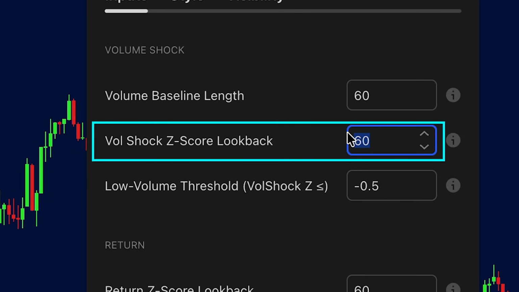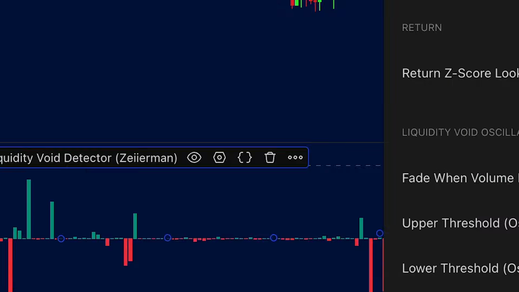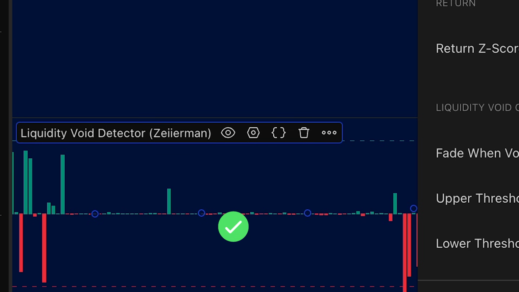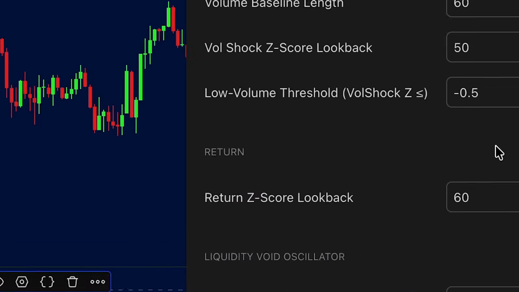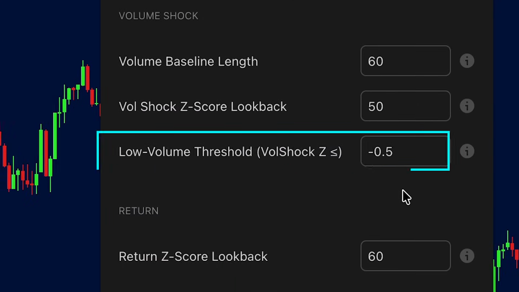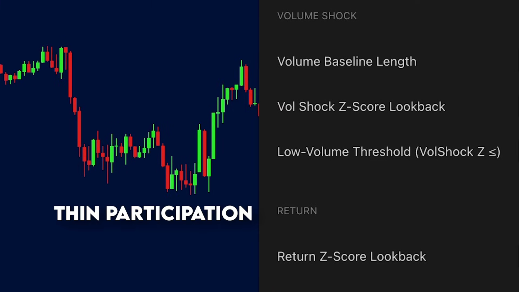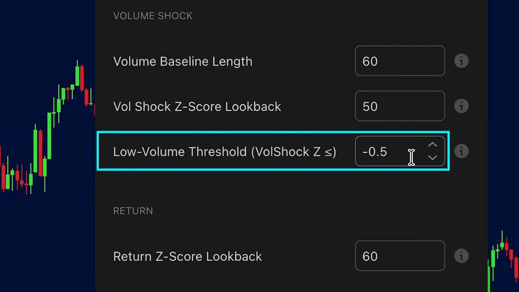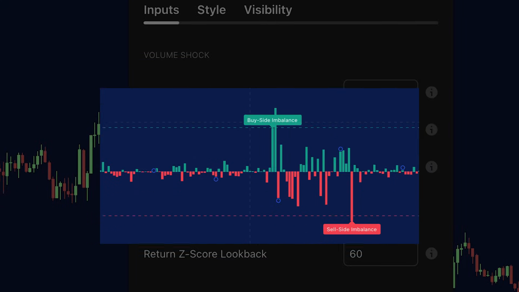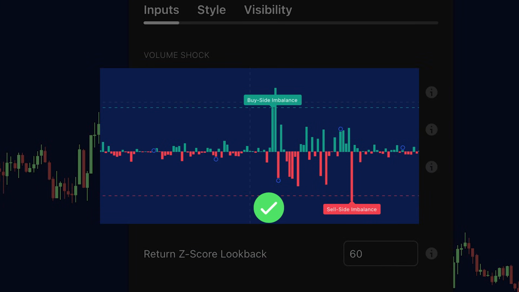Next, set the vol shock z-score lookback to 50 bars for optimal smoothing without losing responsiveness to genuine thin volume conditions. Now for the critical setting, low volume threshold, which defines what qualifies as thin participation. The typical range is between -0.5 to -1.0, but setting it to -0.7 strikes the perfect balance between catching meaningful voids and avoiding false signals.